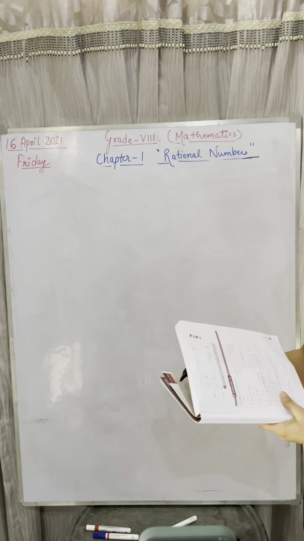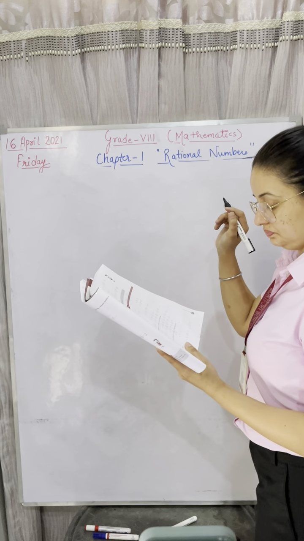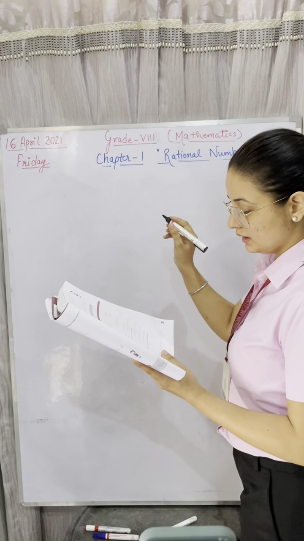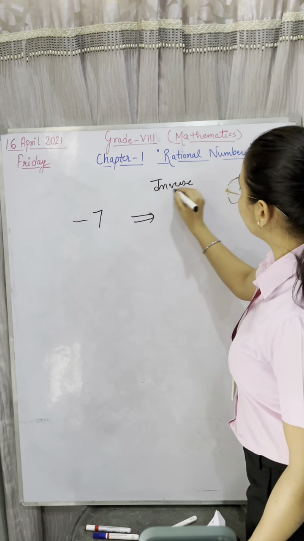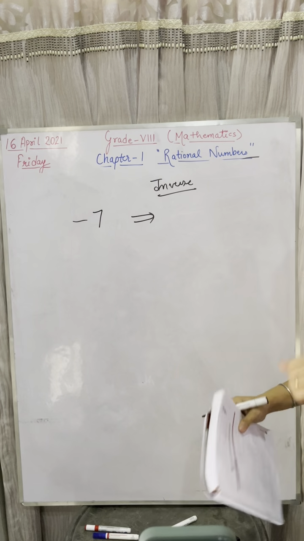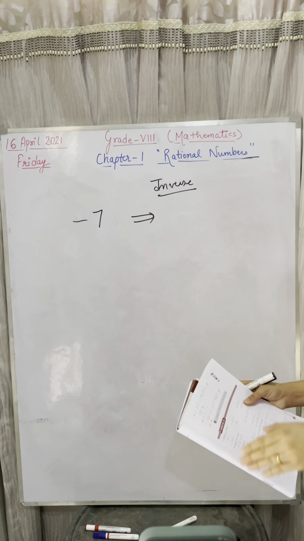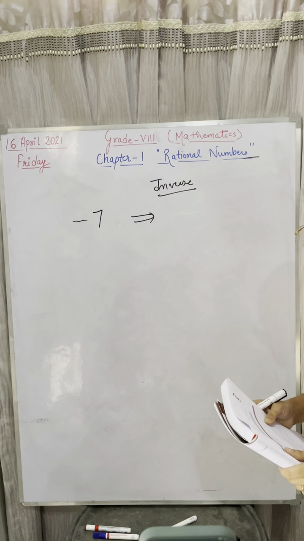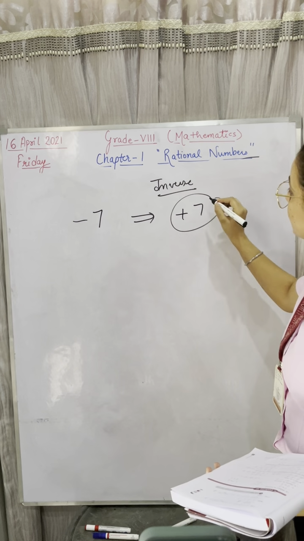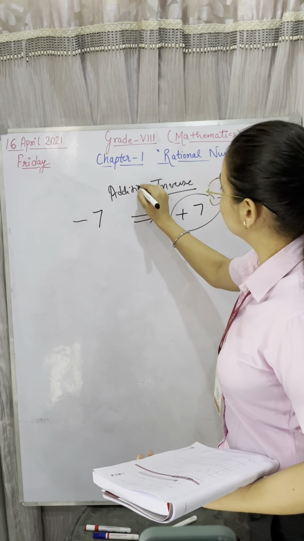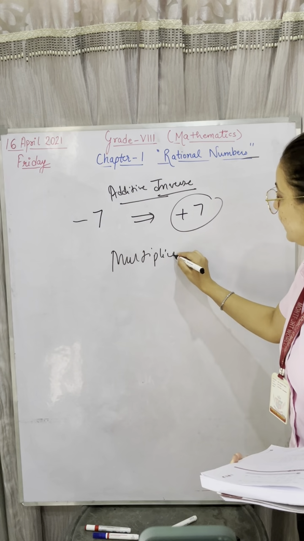Now I'm giving you a question. Suppose we have -7. What will be the multiplicative inverse of -7? Everyone, please tell me. Some are saying +7, but this is the additive inverse. Multiplicative inverse is different, there is a difference.